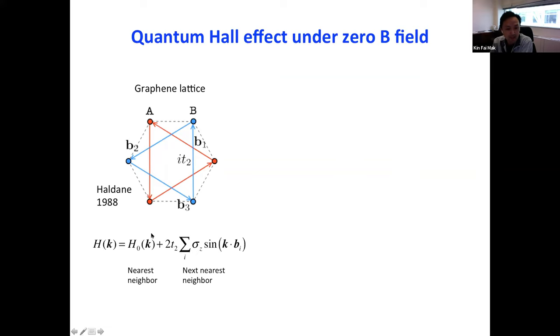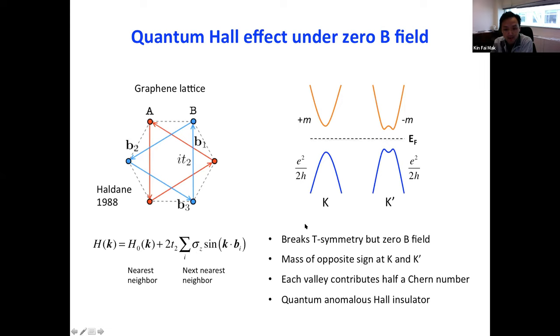This is the model that he considered at the time. It is a very simple Hamiltonian with H0, which is the honeycomb Hamiltonian that includes only the nearest neighbor hopping, the same as graphene, and gives a massless Dirac dispersion. The additional term he considered is this t2 term, a purely imaginary hopping connecting next nearest neighbor sites. In this model he only considers either clockwise or counterclockwise hopping, so the Hamiltonian breaks time reversal symmetry, although there is zero magnetic flux going through the unit cell.